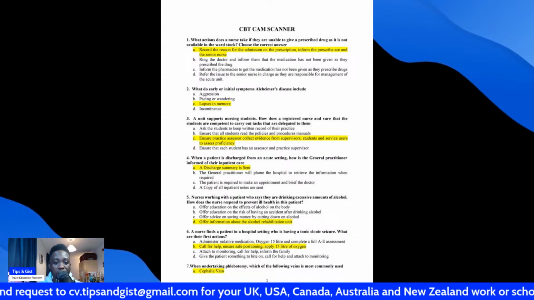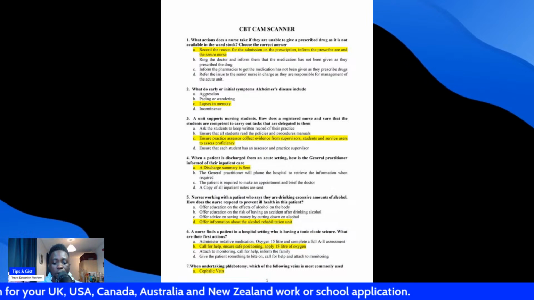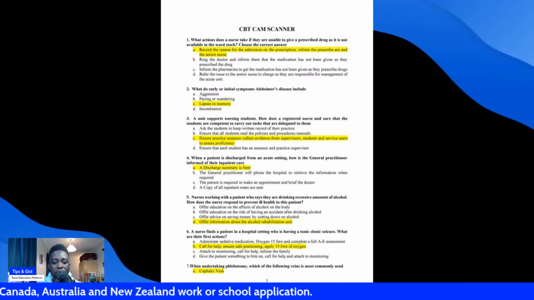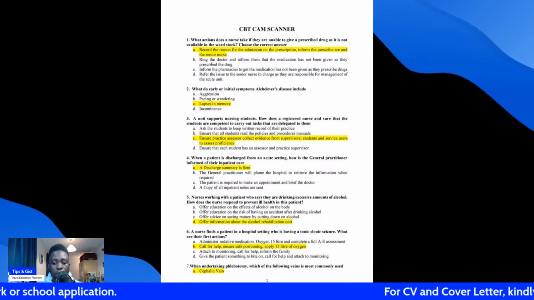All right, so this is a critical example of the second questions, the CBT questions. Second example of some of the CBT questions.